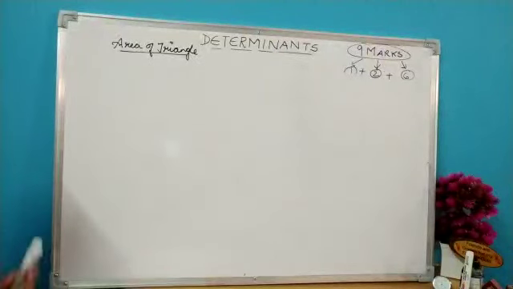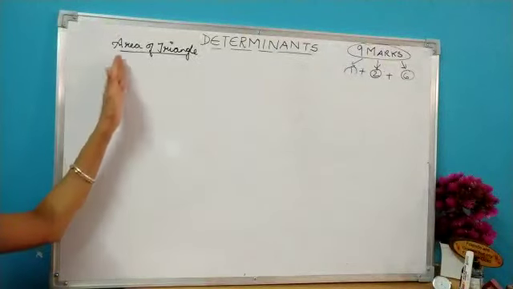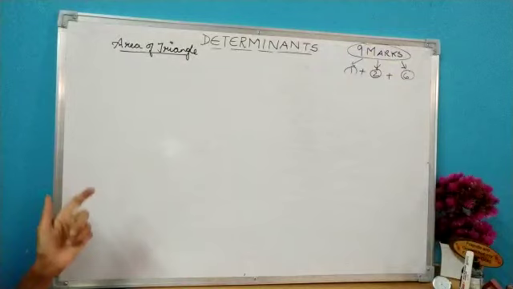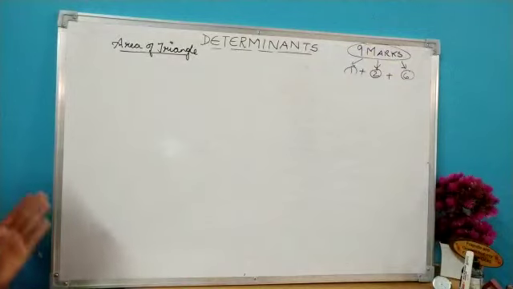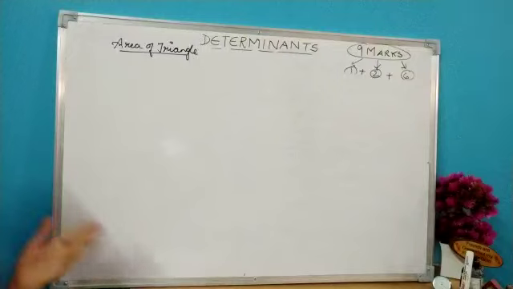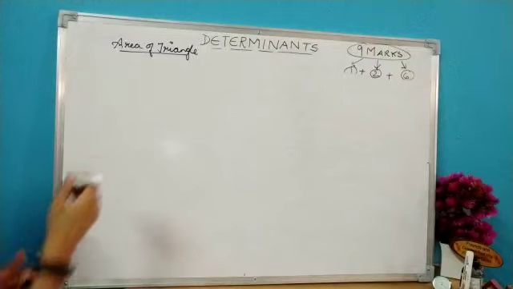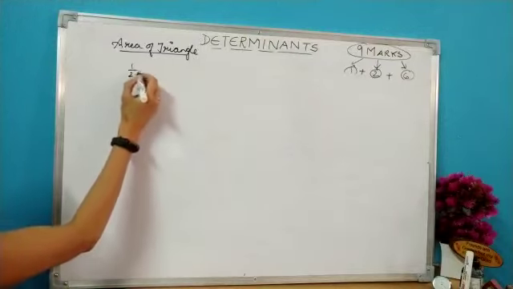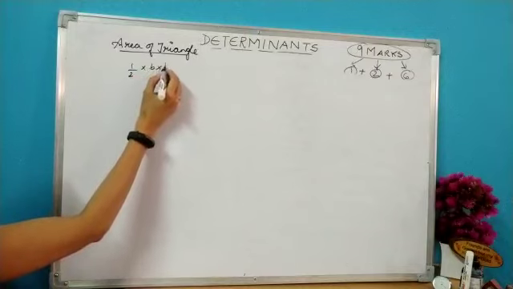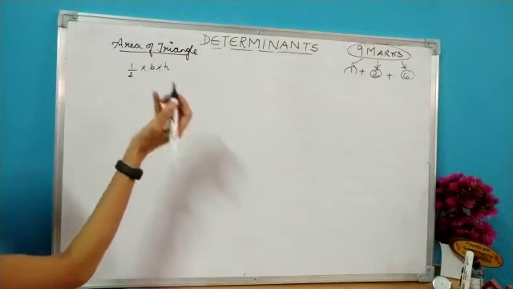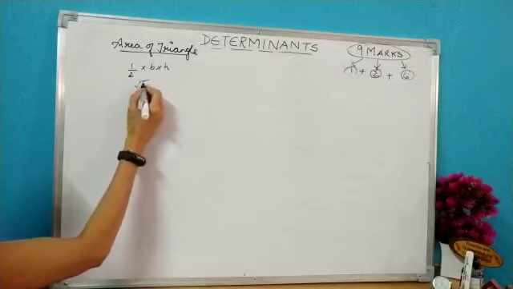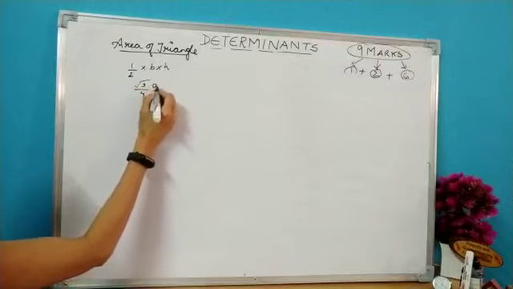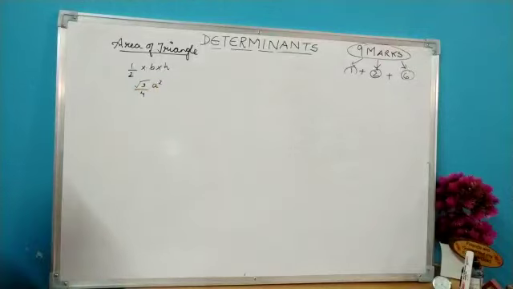Children, let us today discuss area of a triangle. Children, you have calculated the area of a triangle in your junior classes also. If it is a right angle triangle, you have calculated it by the formula half base into height. If it is an equilateral triangle, you have applied the root 3 by 4 a square formula.